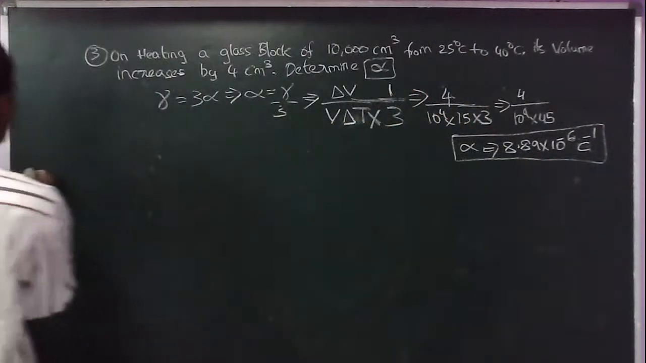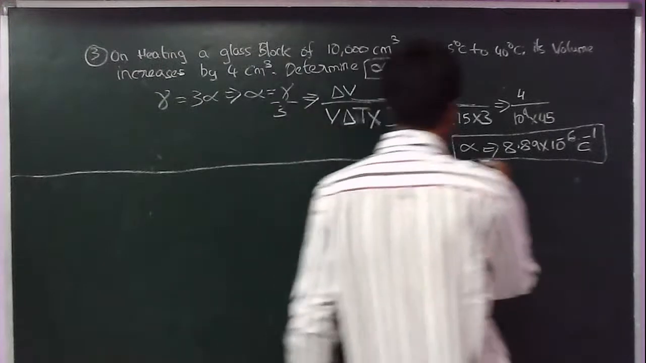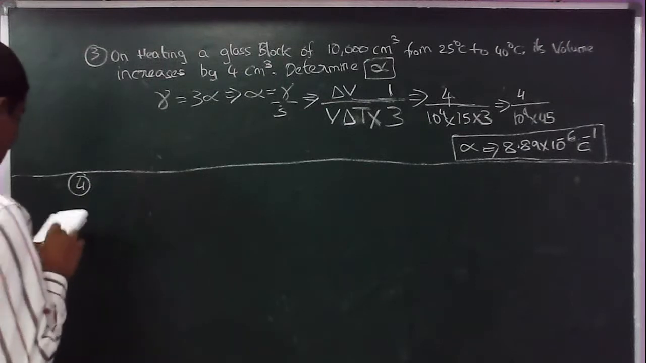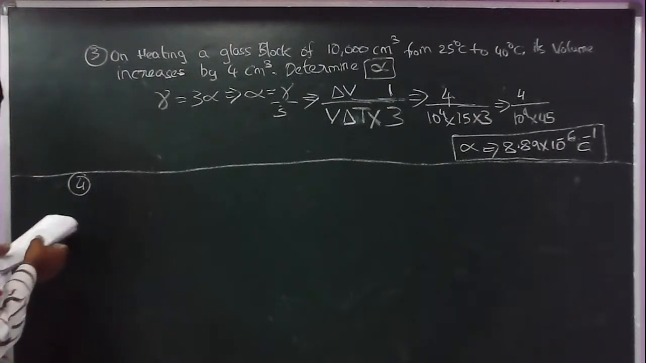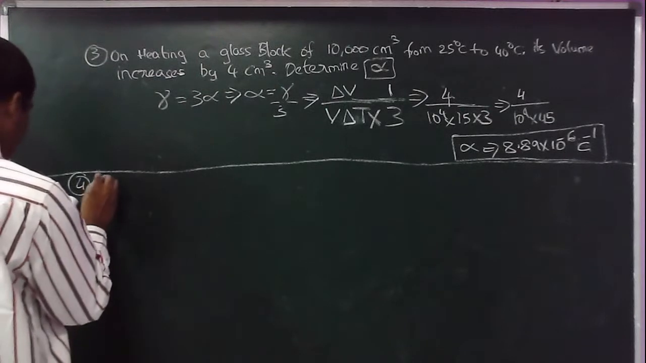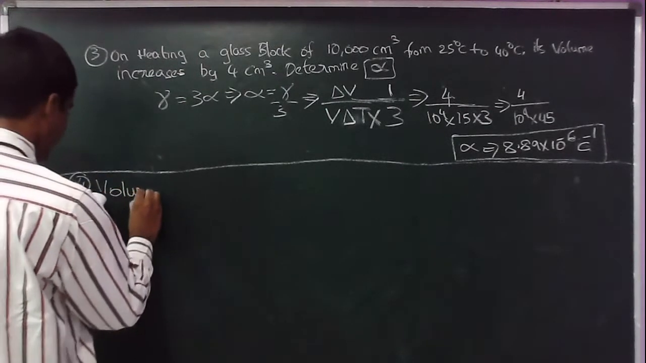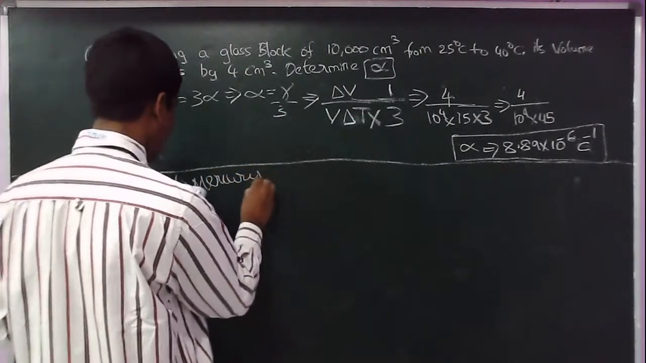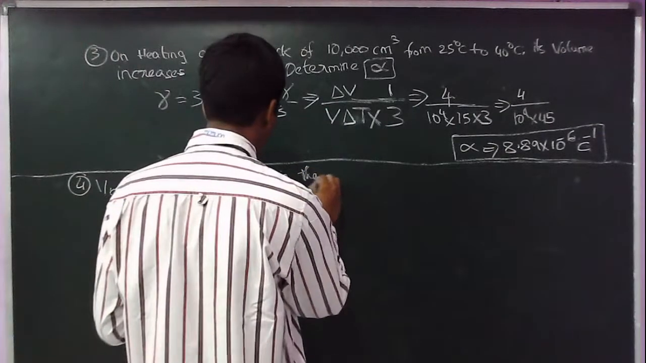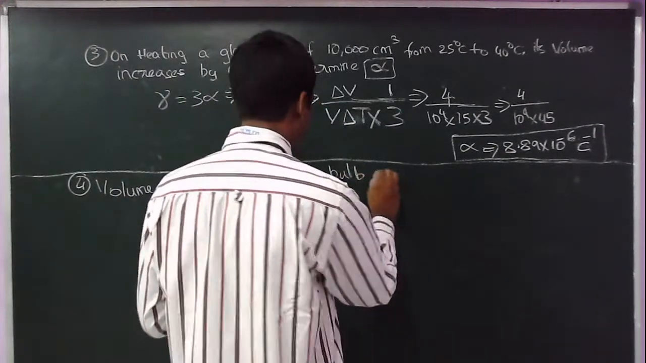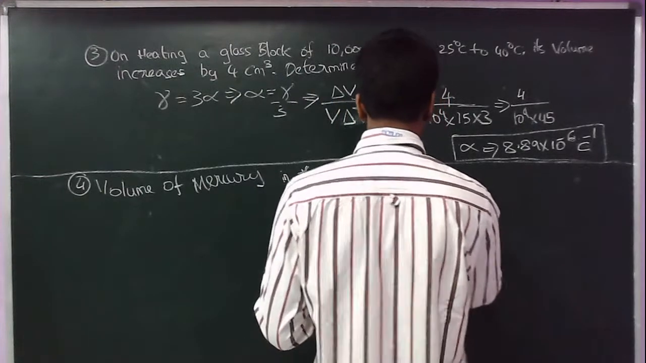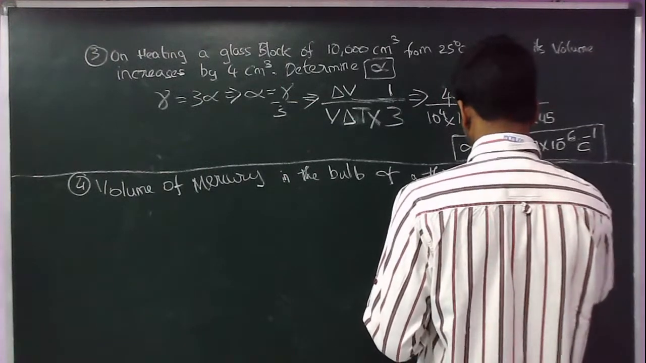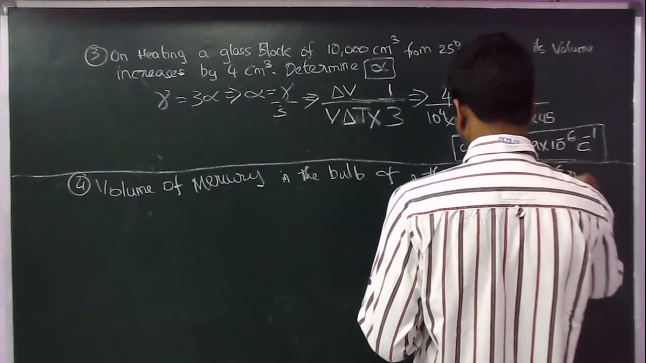Now let's discuss the last problem. Write down, I will draw a line here. Okay, fourth problem. They are giving the volume of mercury in the bulb of a thermometer is 10 to the power of minus 6 meter cubed.